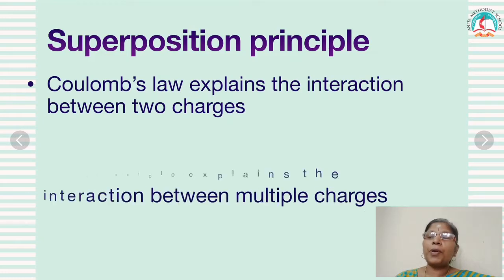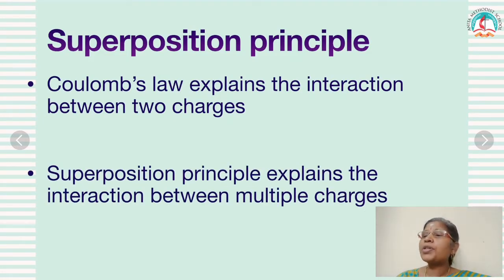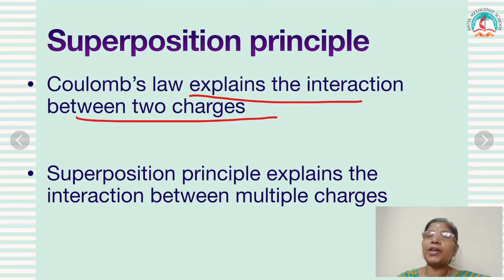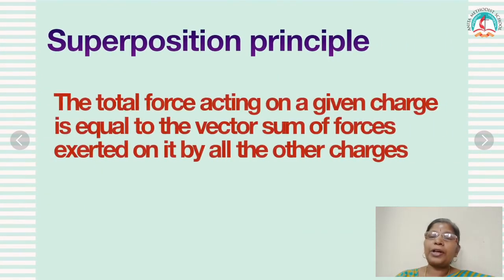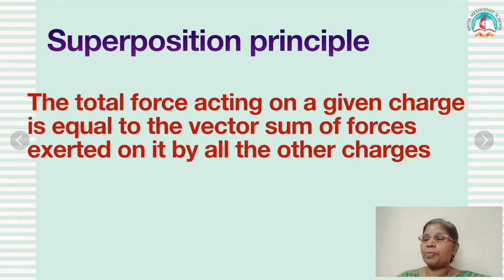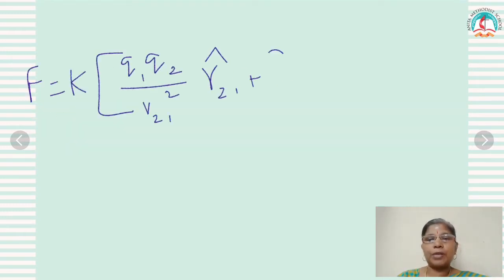The next one is the superposition principle. Coulomb's law applies only to the interaction between two charges, but we use the superposition principle for multiple charges. What is the definition of the superposition principle? When calculating, the total force acting on a charge is equal to the vector sum of the forces exerted on it by all other charges. So by adding all the values you get the total force. That is the superposition principle.